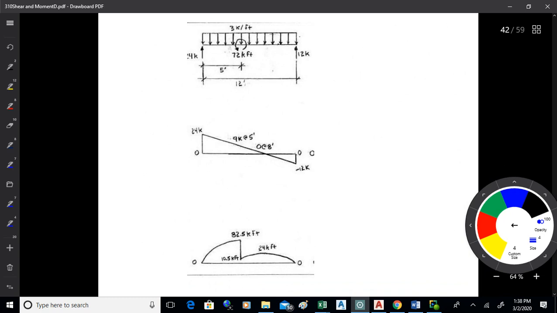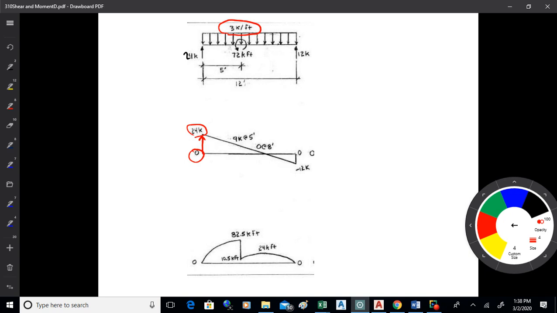So the first one, we got a distributed load with a couple. All right. Now what that couple does is it takes that beam, it pushes the left side down and tries to lift the right side. So what that does is kind of tweak the reactions, kind of offsets things to the left. We got more of a reaction on the left now, it's 24. So when we get to the shear, we start at 0, we go up to 24. Then we're going to drop by 3 kips per foot, okay?